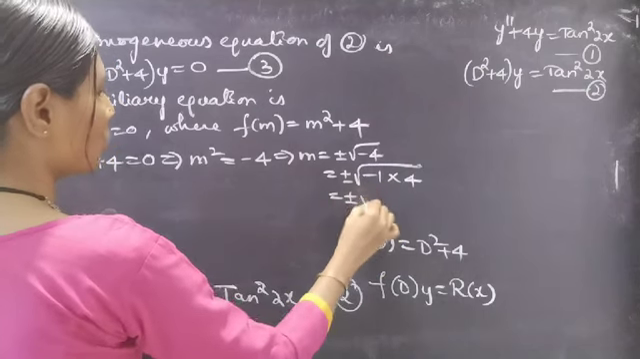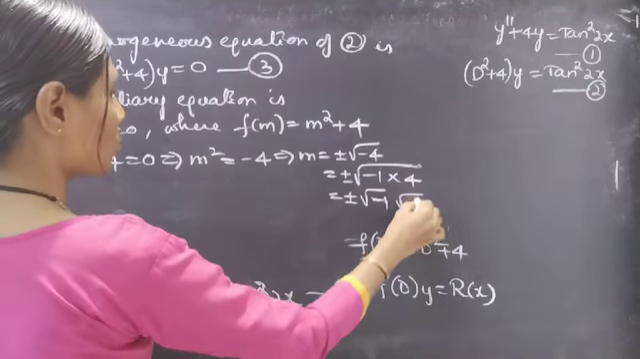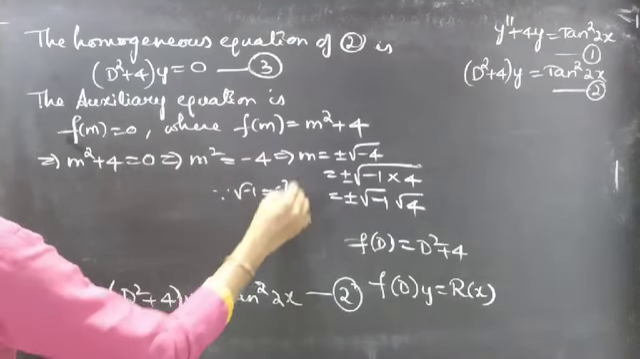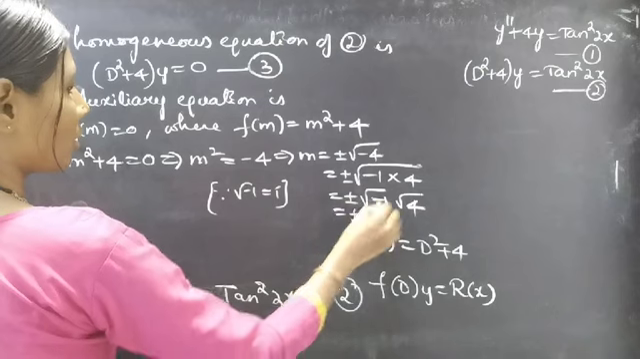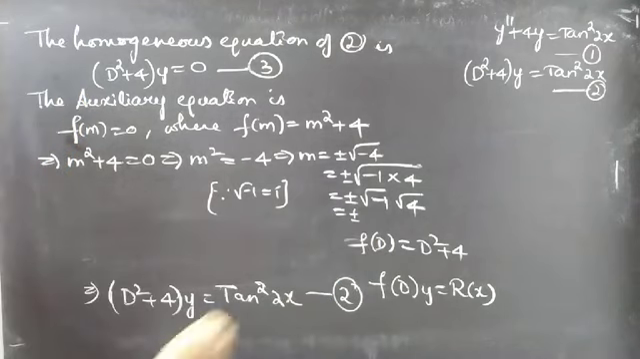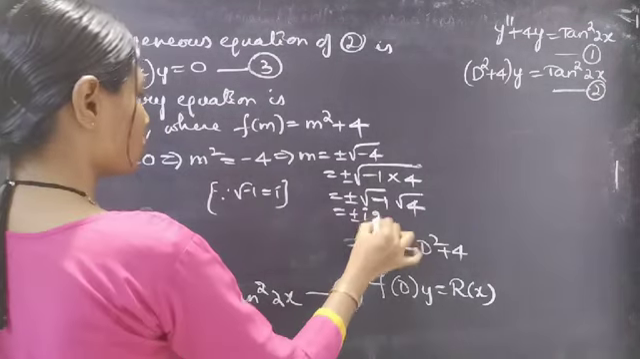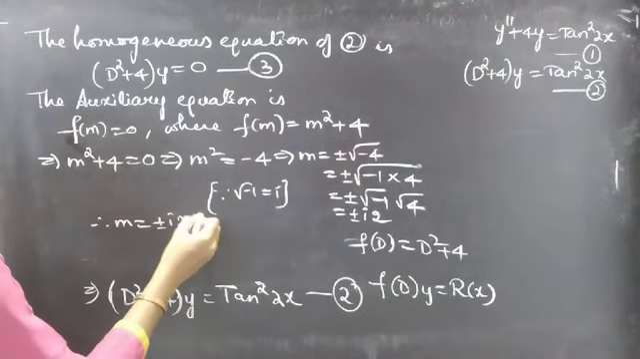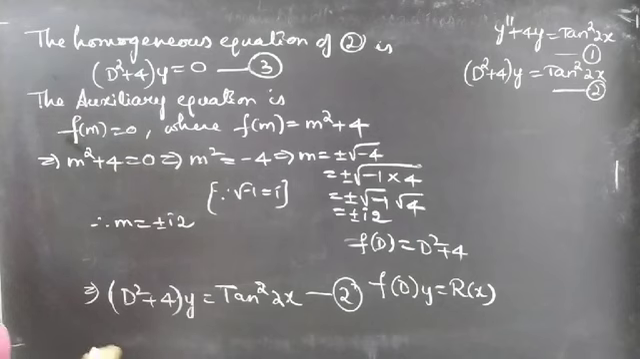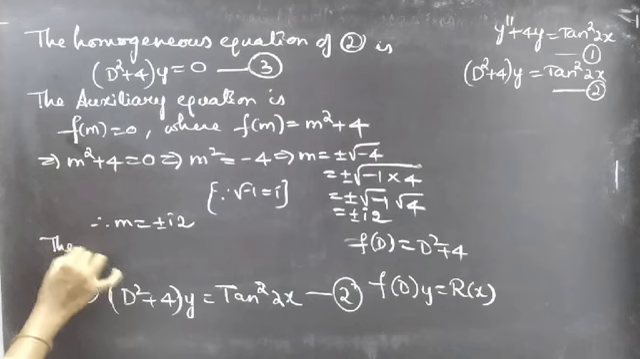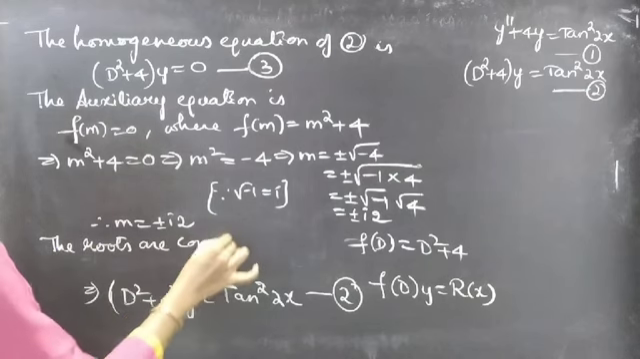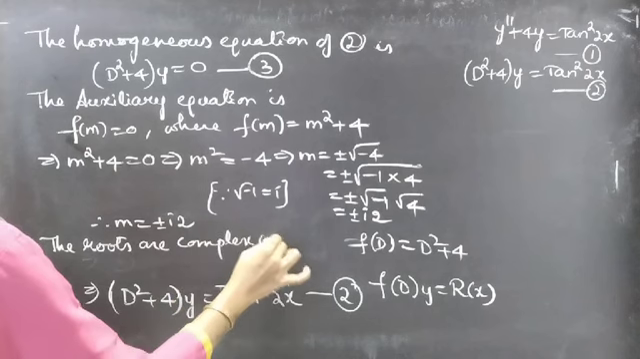Now we'll split the square root into square root of minus 1 into square root of 4. Since we know that square root of minus 1 is i, let's replace square root of minus 1 with i and square root of 4 with 2. Therefore, m equal to plus or minus 2i, which is a pair of complex conjugate roots. The roots are complex conjugate.